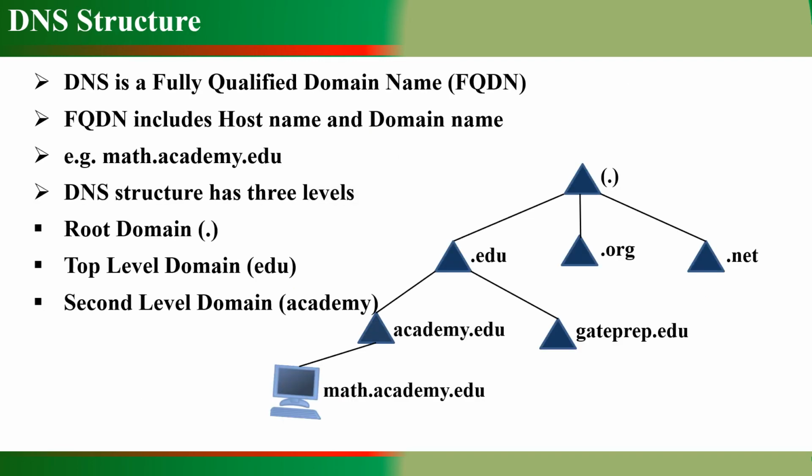DNS uses a fully qualified domain name. A fully qualified domain name includes the host name and domain name. For example, mat.academy.edu is a fully qualified domain name. Similarly, academy.edu is also a fully qualified domain name. Edu is a top level domain, while the second level domain is academy.